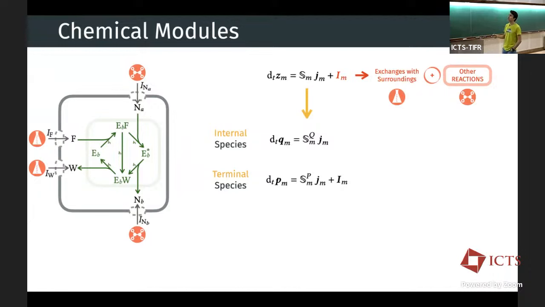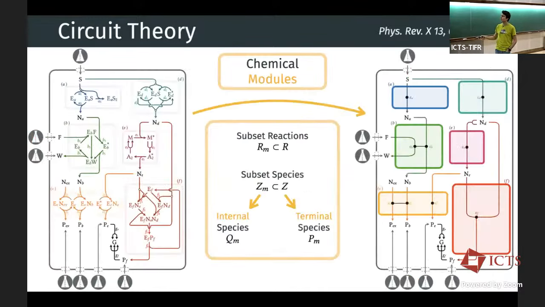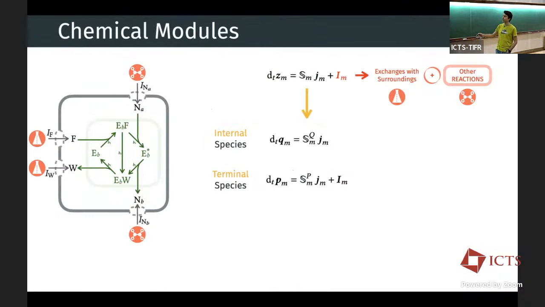And imagine you want to characterize this independently of the rest of the network. So some species, F and W, if you remember, were exchanged with the environment. The other species, NA and NB, are coupled to the rest of the network. So I use different symbols to hide away either the environment or the rest of the network.